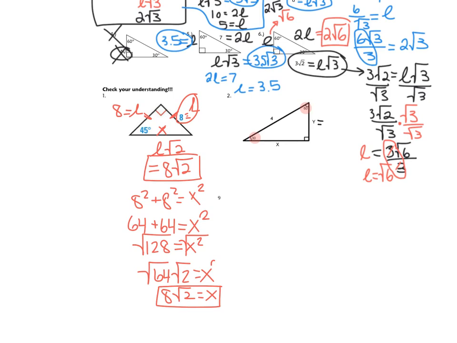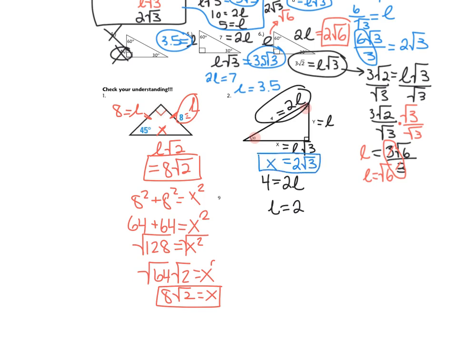Let's mark these. This is L. This is L root 3. This is 2 times L. Let's take this one because I have a value, I have an equation. 4 equals 2L, so I get L is equal to 2. I take that number now, I know X is going to equal 2 root 3. I know Y is going to equal whatever I got for L, which is 2.